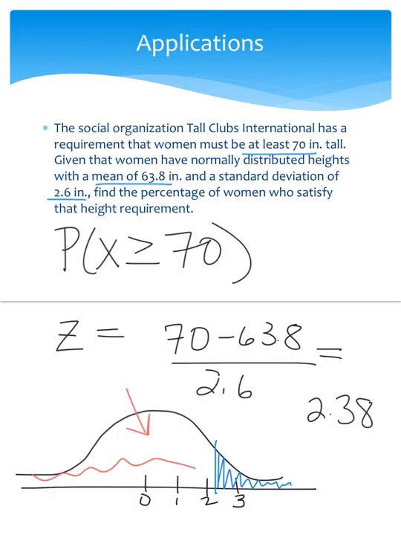When you look up 2.38 in the table, you'll end up with a value of 0.9913. You need to subtract that value from 1, and your resulting answer is 0.0087. We can change that number to a percent since it's asking for the percentage by sliding the decimal point over 2, so 0.87% of the women satisfy that height requirement.